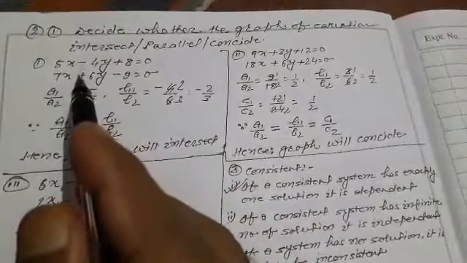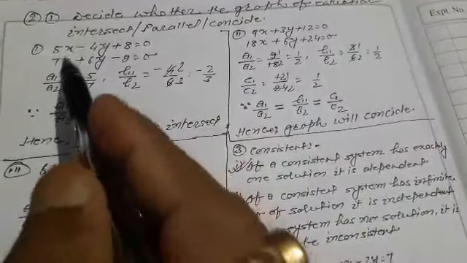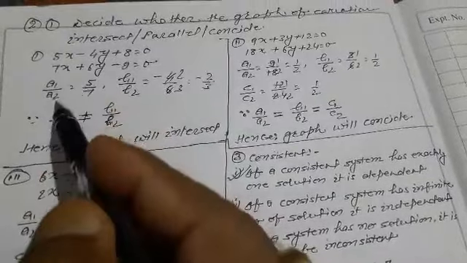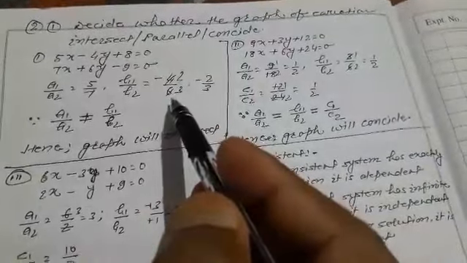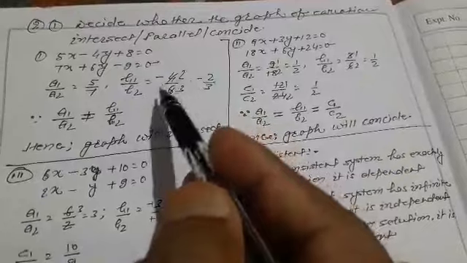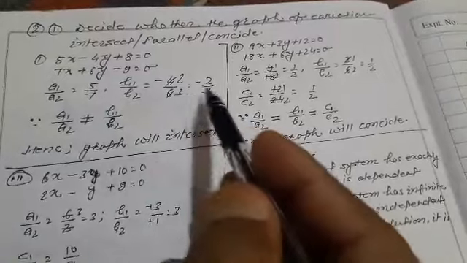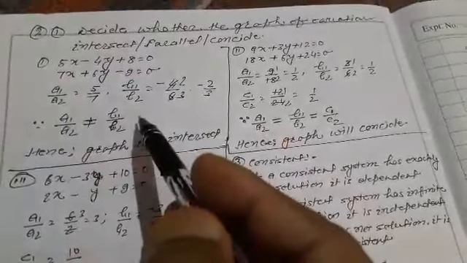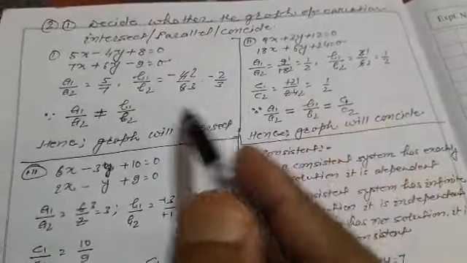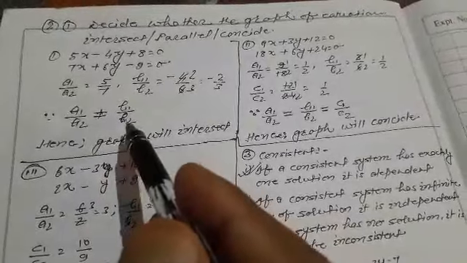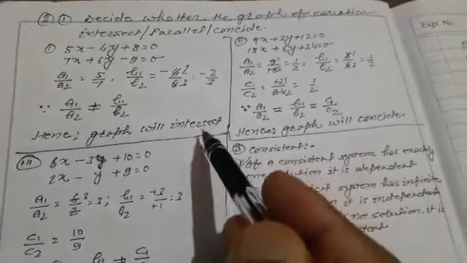The first question is 5x minus 4y plus 8 equal to 0 and 7x plus 6y minus 9 equal to 0. Now here we find a1 by a2, the ratio of x, 5 by 7, then the ratio of y, that is b1 by b2, it is minus 4 by 6. So here we simplify it, it becomes minus 2 by 3. Now we see that 5 by 7 is not equal to minus 2 by 3. It means a1 by a2 is not equal to b1 by b2. Since these two are not equal, we need not find c1 by c2. So a1 by a2 is not equal to b1 by b2, and this is the condition that the graph will intersect. Hence the graph will intersect.